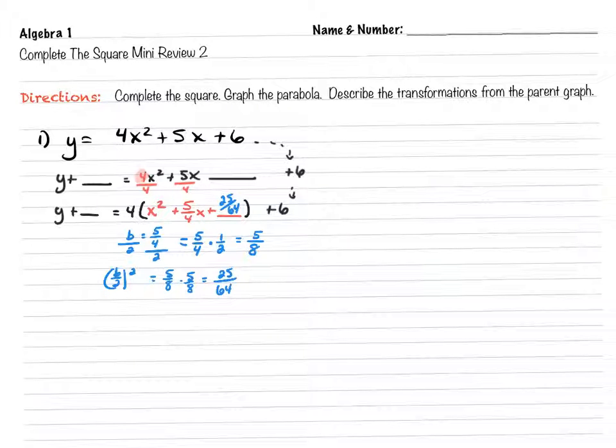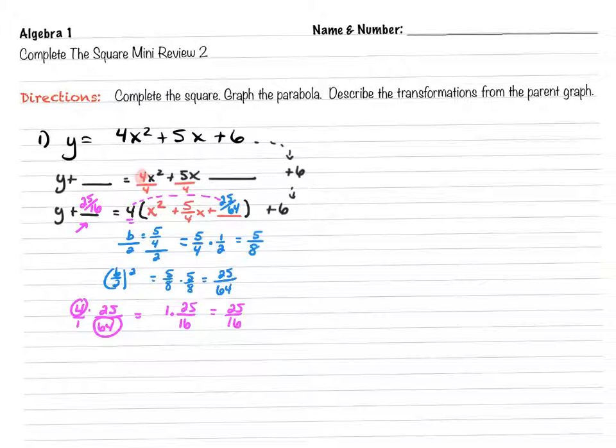Now we know the most important part of when we complete the square, when the a value isn't 1, is making sure we add the right number to the left side. So I actually added 4 groups of 25/64. So I need to figure out what is 4 times 25/64. And I'm going to do a little reducing first. The 4 and the 64, I could divide both those terms by 4. So that'd leave me with 1/16. And then the 25 is still there. So that would leave me with 25/16. So that is the number that completes the left side.